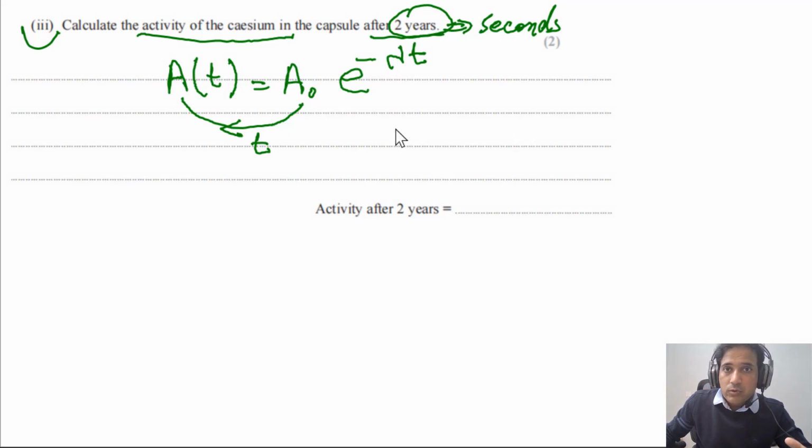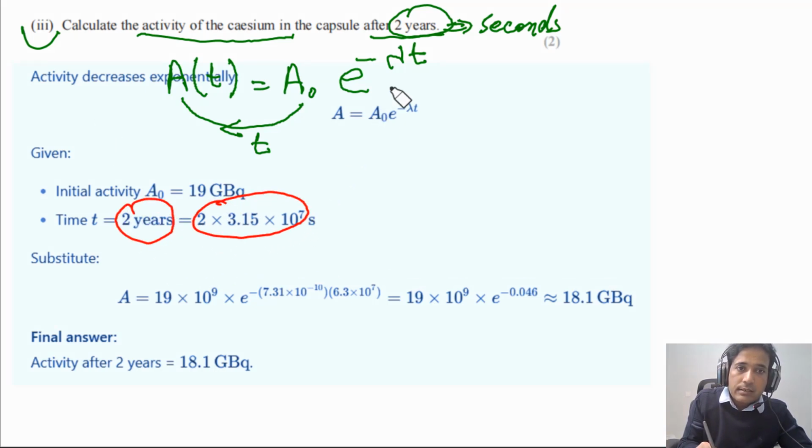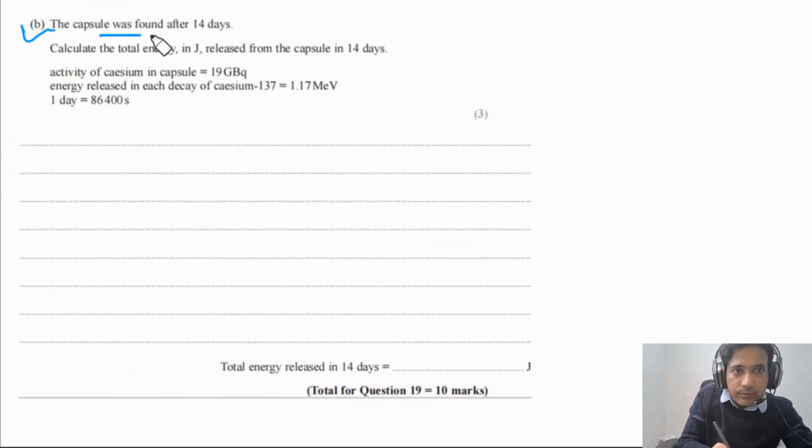So the main concept I have already explained. Now you see what we have done here. We have simply plugged in values. So t we have converted into seconds. Then we have simply used this formula and this is our final answer. Initial activity was 19 gigabecquerel. Now we have 18.1. Part B says the capsule was found after 14 days.